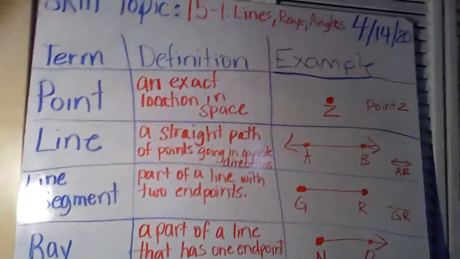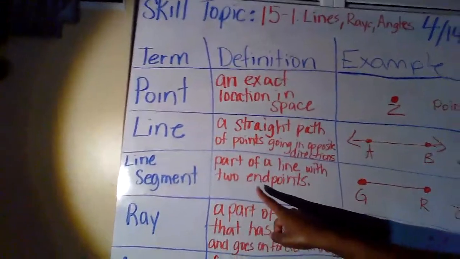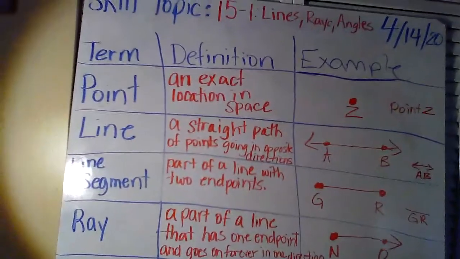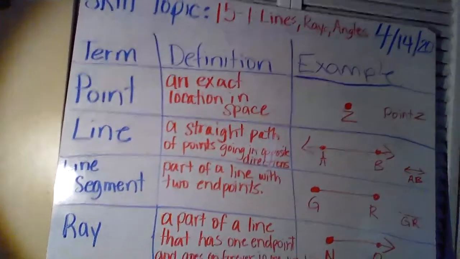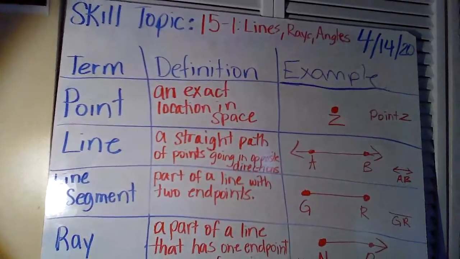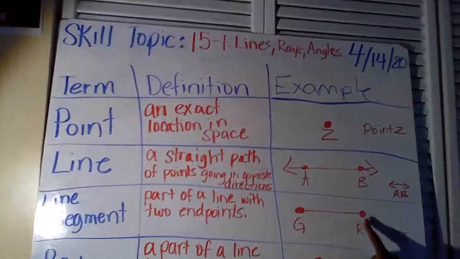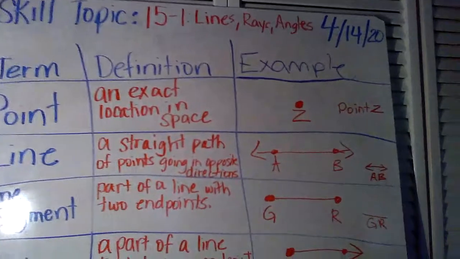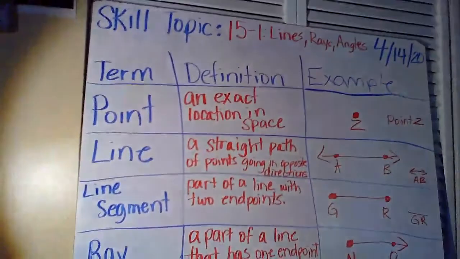Now, the next word is going to be line segment. A line segment is a part of a line with 2 endpoints. So the difference between a line and a line segment, the line has the arrows going in opposite directions. The line segments don't have arrows because they're not going in opposite directions. It's just like a part of a shape usually. So it has just the 2 endpoints. This is line segment GR, which looks like this. If you need to pause it, do so.